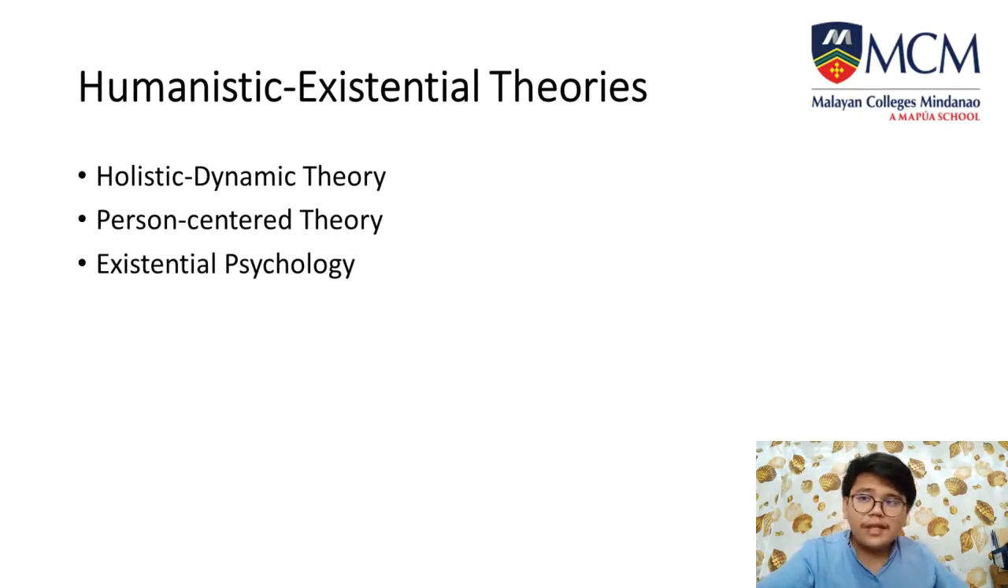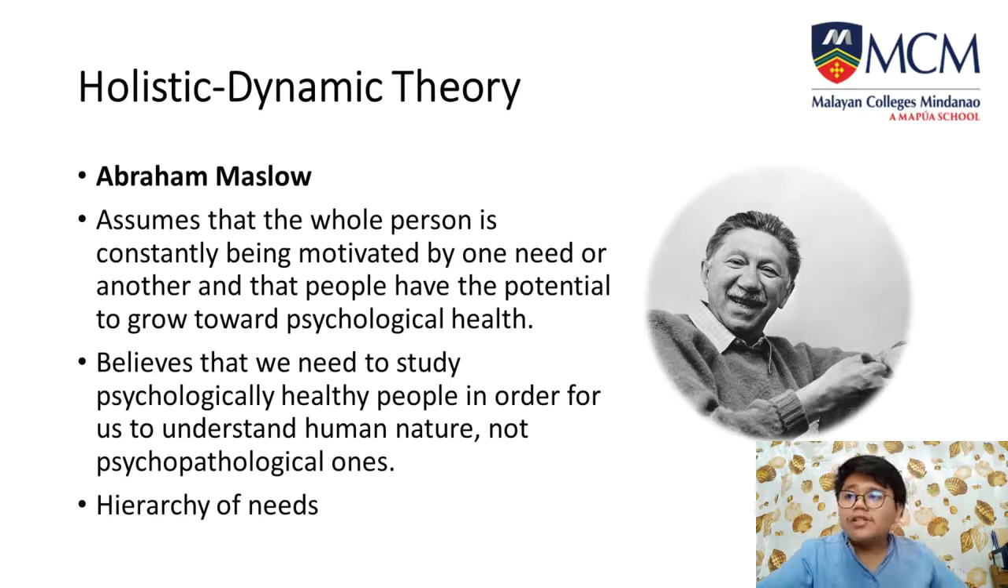Like, for example, let's proceed with the holistic dynamic theory of Abraham Maslow. He assumed that the whole person is constantly being motivated by one need or another, and that people have potential to grow towards psychological health. Kaya nandoon sa kanyang hierarchy of needs. He believed that we need to study psychologically healthy people in order for us to understand human nature, and not psychopathological ones. So doon niya nag-compare, that we have to study those people who are psychologically healthy, kasi doon natin malalaman the human nature. That these are the totality of the needs that we need to accomplish. Ganun. And it resulted to his hierarchy of needs.